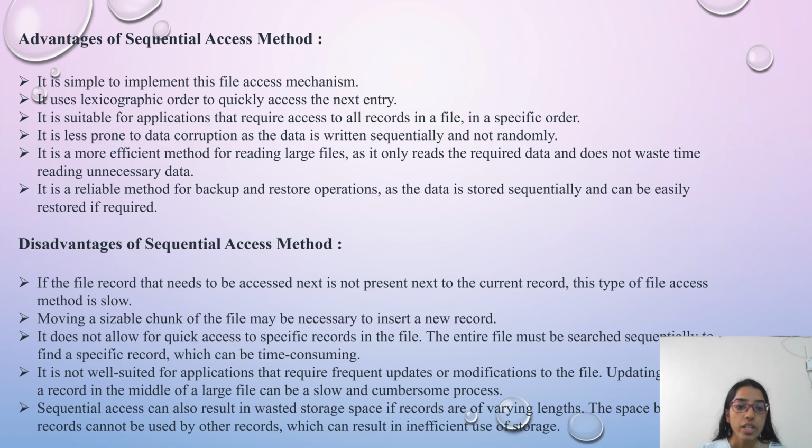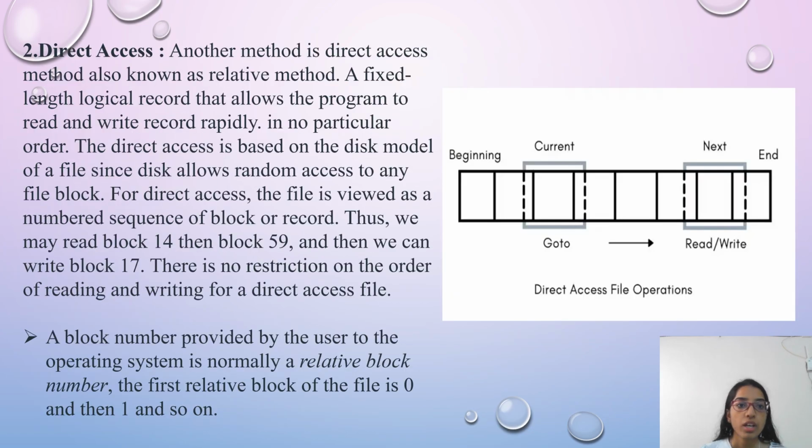It is not well suited for applications that require frequent updates or modifications to the file. Updating or inserting a record in the middle of a large file can be a slow and cumbersome process. Sequential access can also result in wasted storage space if records are of varying lengths. The space between the records cannot be used by other records, which can result in inefficient use of storage.